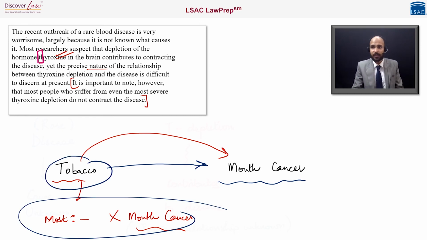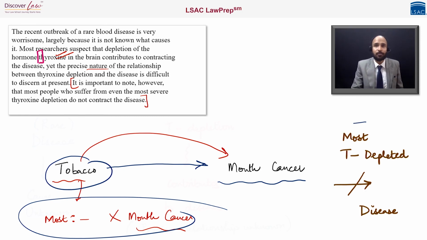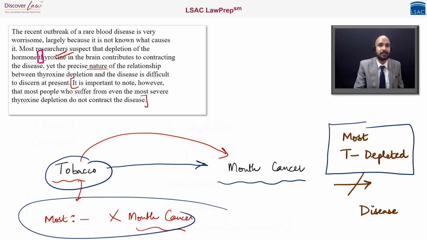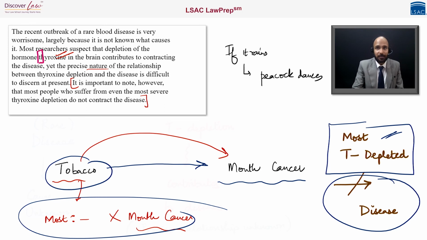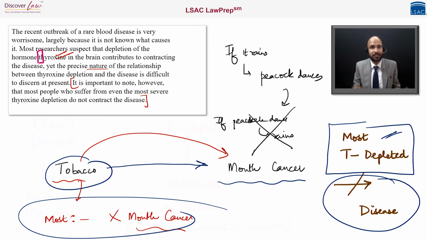So one way of understanding this is that most people who have their thyroxine depleted do not have the disease. I just want you to understand the directionality of this condition. An example that I often give you is that, let's say, if it rains, then a peacock dances. But this does not mean that if the peacock dances, then it rains. So there's a directionality of conditions that I want to emphasize. Let us go ahead and try solving the question now.